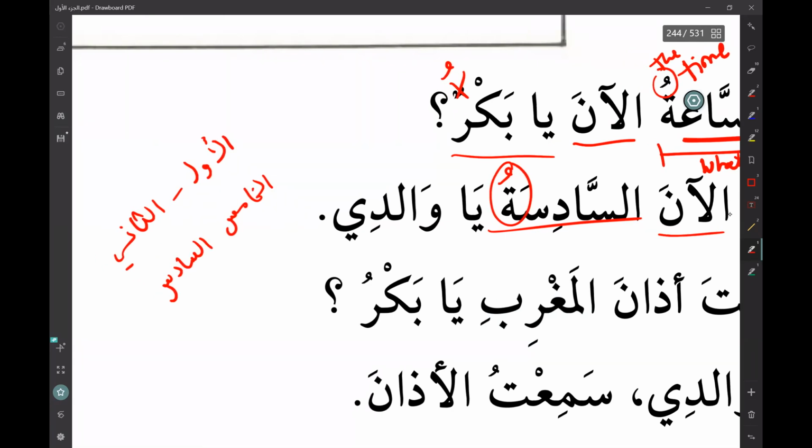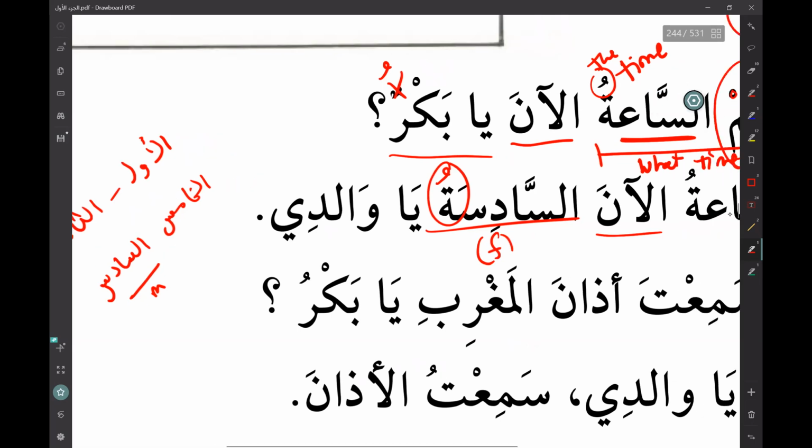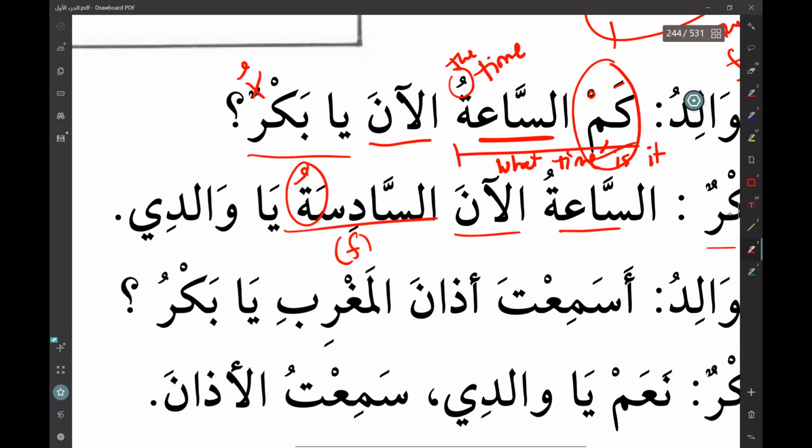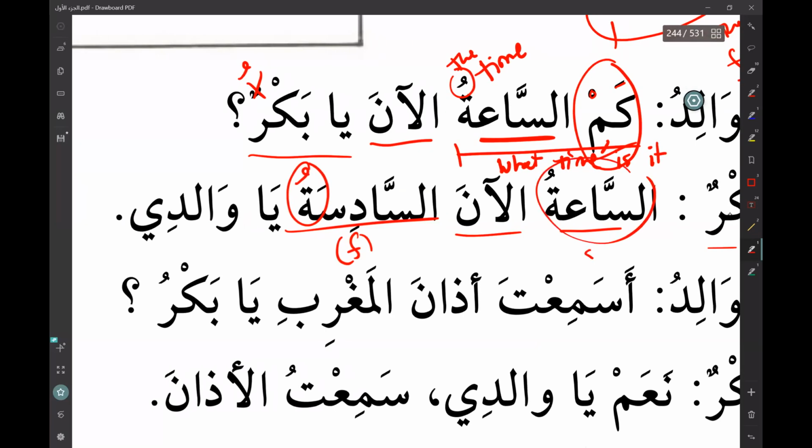By the way, with ta marbuta or without ta marbuta, as-sadis here is masculine and this is feminine. So why are we using feminine? Yes, because as-sa'a is feminine. That's good. So you are describing. Believe it or not, this is a sentence in a sense that as-sa'a is the subject and as-sadisa is the predicate. So as you know, the subject and predicate have to match in gender.